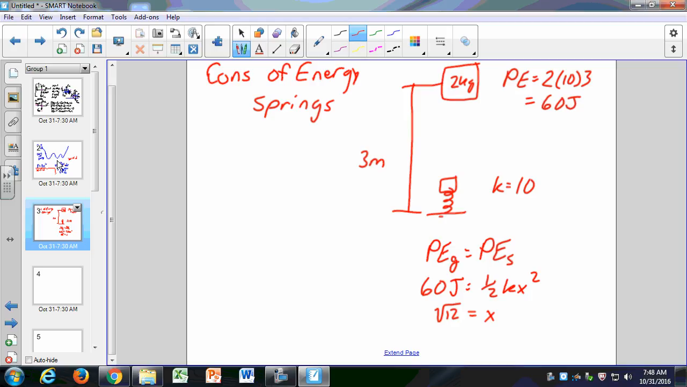Right, yeah, square root of 12 in meters. Okay? You could have something like that, or it could be wrapped up in the gravitational problem. Like, say, for example, I might give you a problem that looks like this, where the roller coaster comes down here, and then it compresses the spring, and I ask you, how much does it compress that spring?